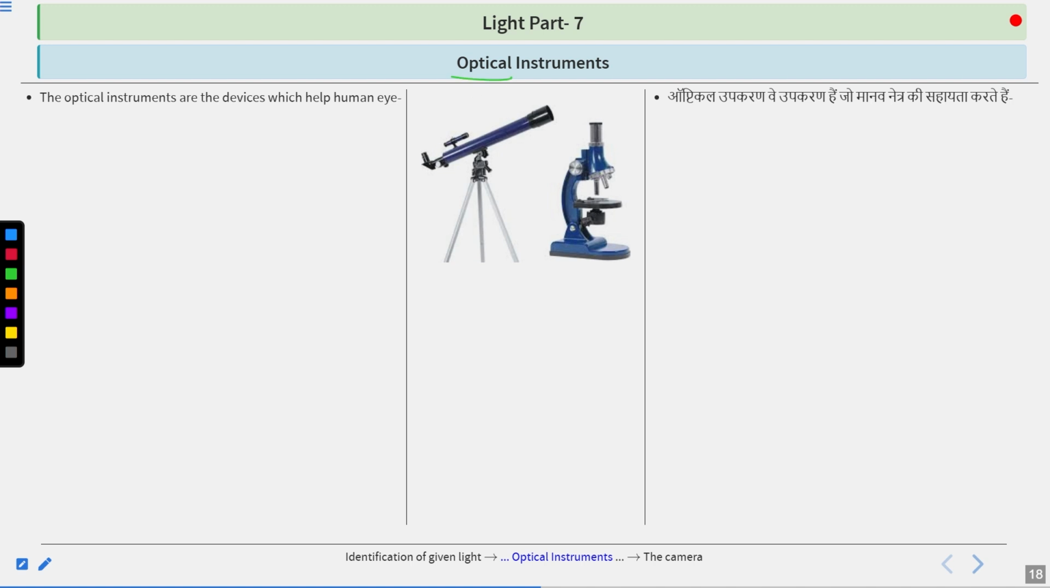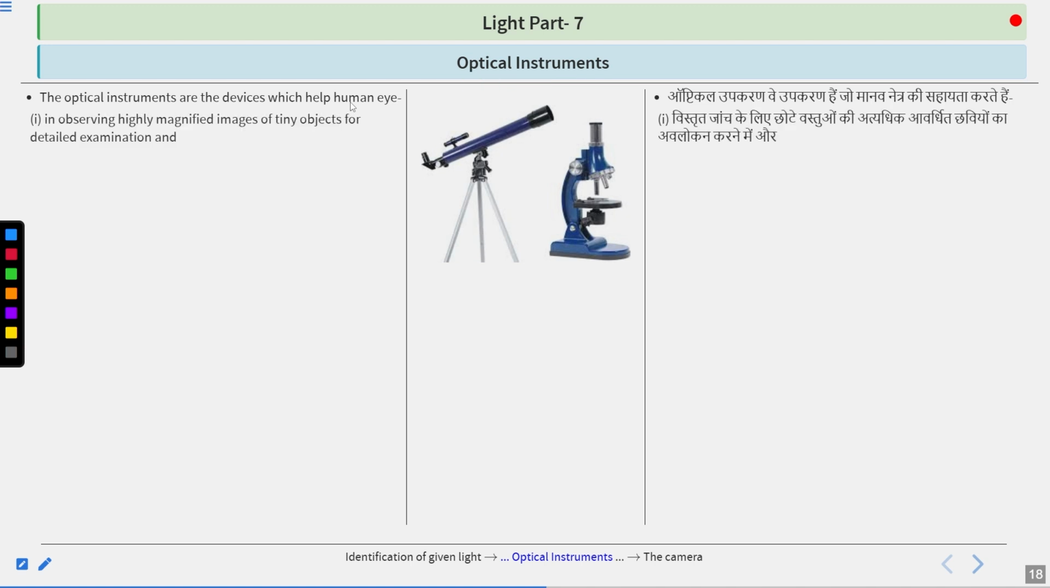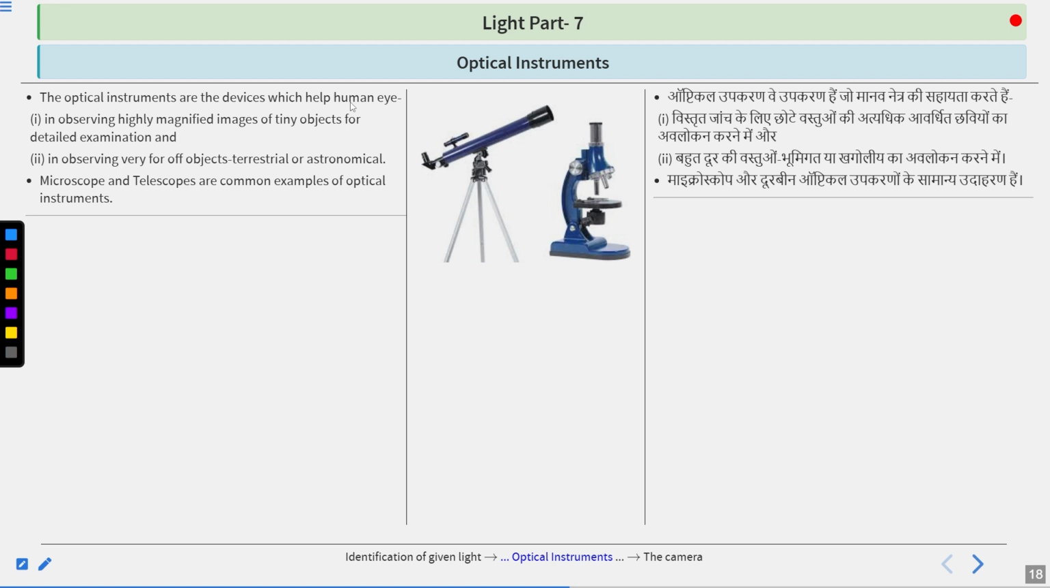Now, what are optical instruments? The optical instruments are the devices which help the human eye, first, in observing highly magnified images of tiny objects for detailed examination, and second, in observing very far off objects, terrestrial or astronomical. Microscopes and telescopes are common examples of optical instruments.